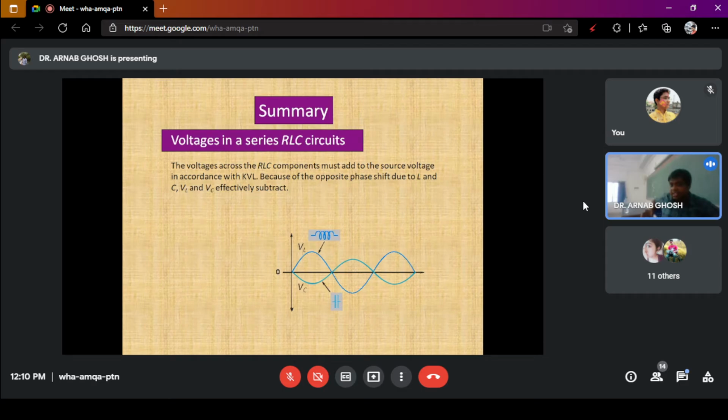VL and VC are the voltages across the inductance and the capacitance. They will be in opposite phase to each other, because VL is leading I by an angle of 90 degrees. If you draw the circuit, again I am drawing this. This is VR, this is I.